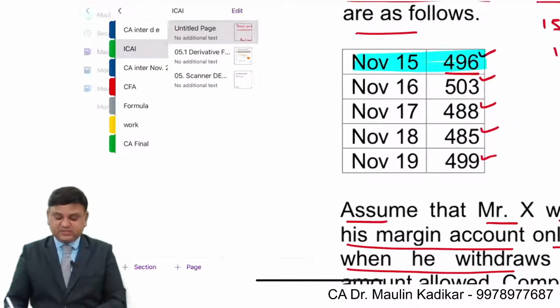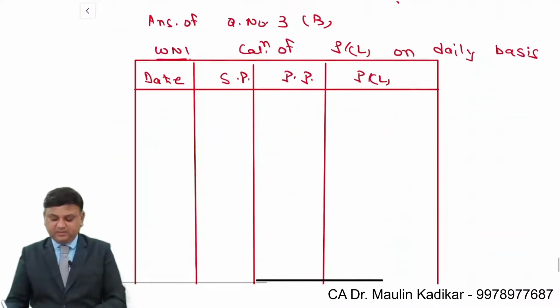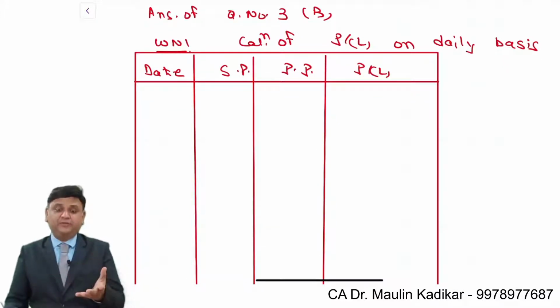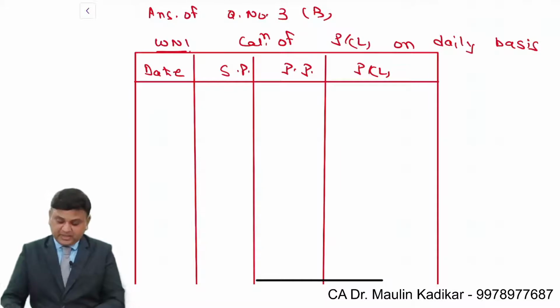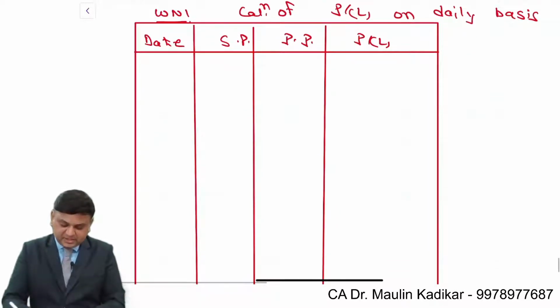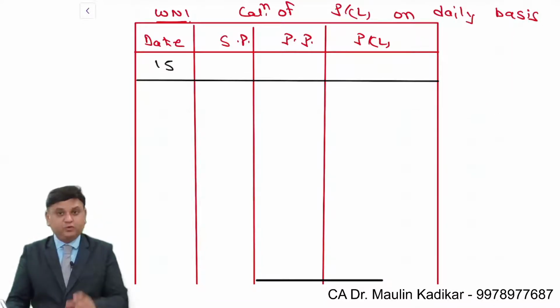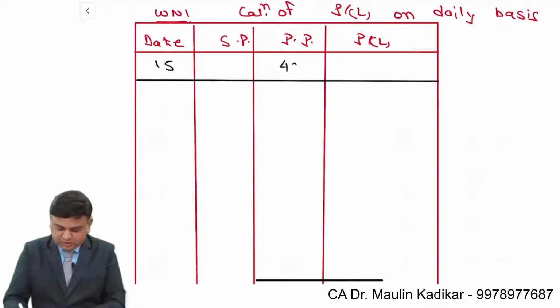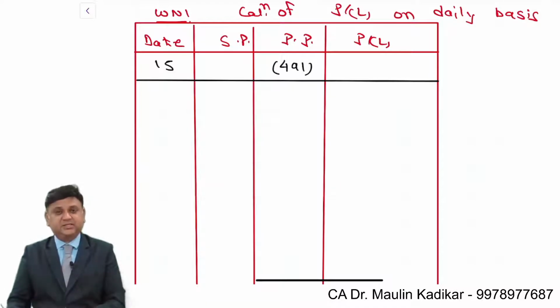What will the stock exchange do, friends? The stock exchange will prepare a profit or loss on your behalf on a daily basis. They will prepare a notional profit or loss calculation. In that, column number 1 is again the date. Now the transaction you have entered into, a futures transaction, is to buy the security. What is the price? 491. So 491 will be the buy price.